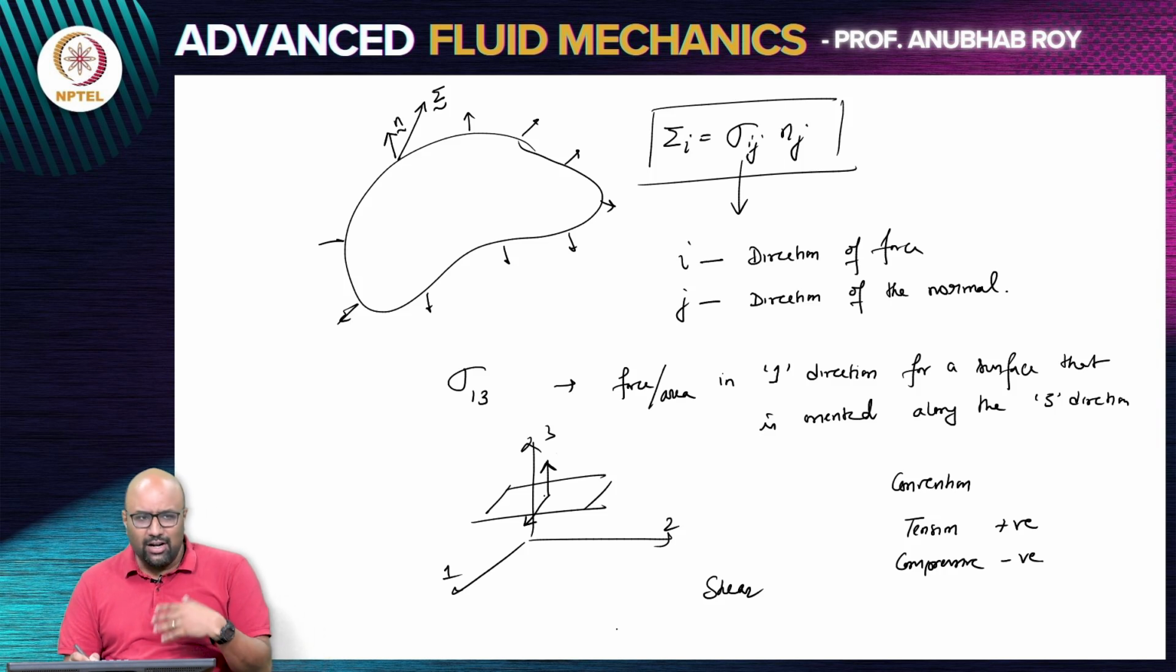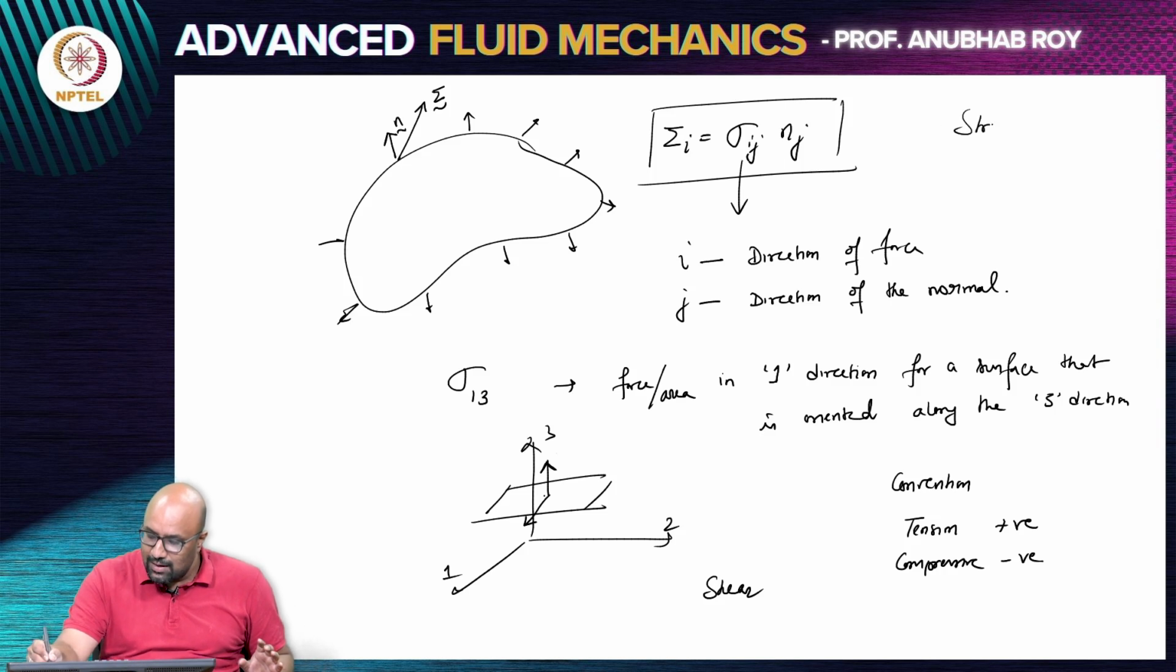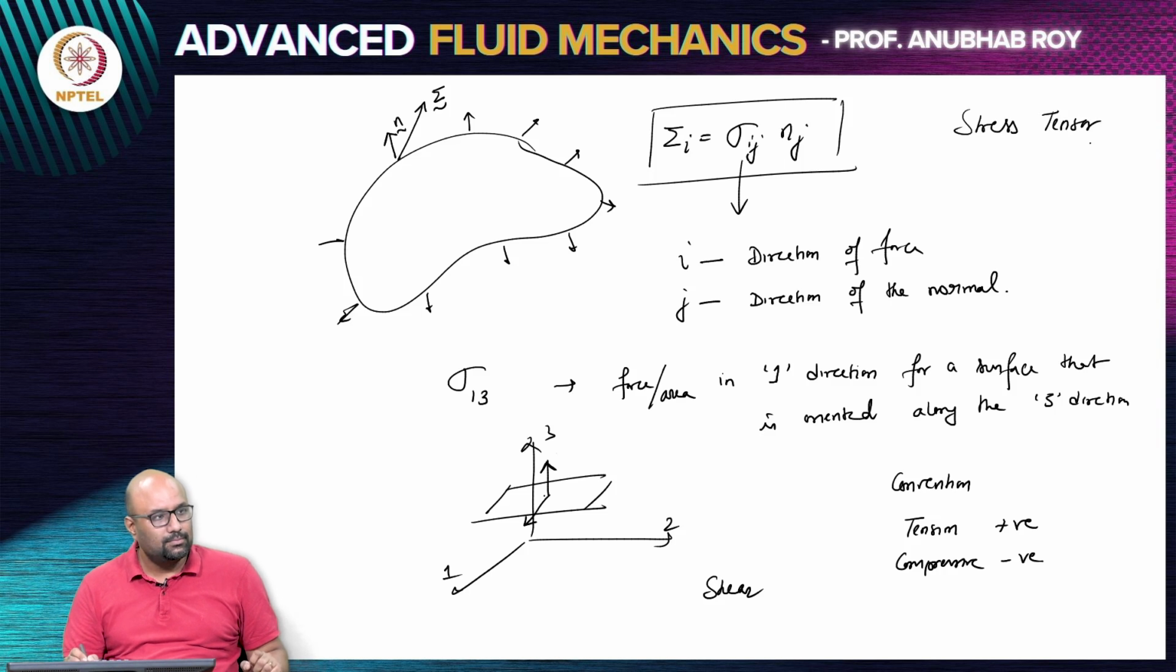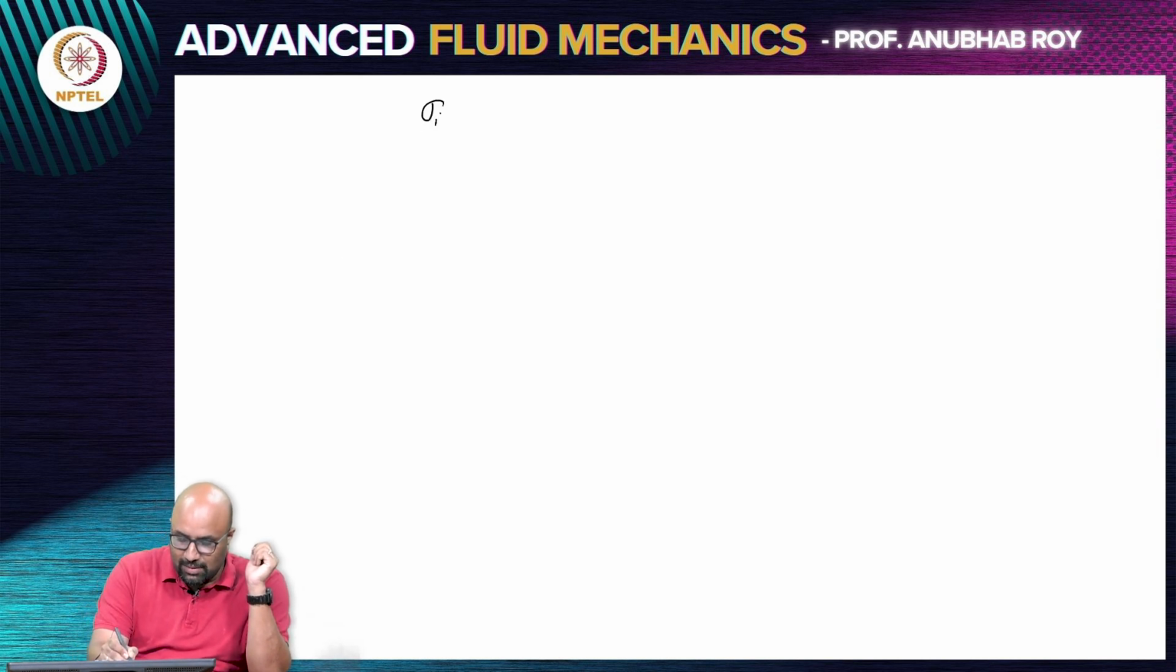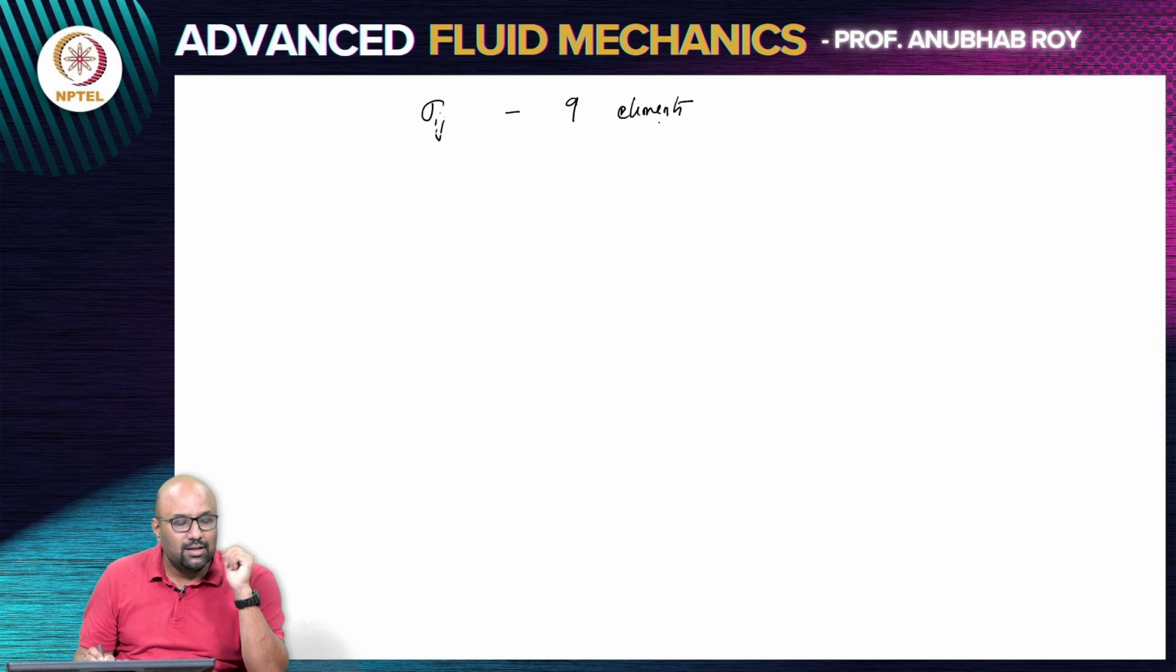We will get into these ideas in more detail when we talk about viscosity and what role it plays. But right now this is an important concept that we are getting introduced to, the idea of a stress tensor. As I said, the stress tensor sigma ij will have 9 elements. In a matrix formulation, it's a 3 cross 3 matrix, so it has 9 elements.